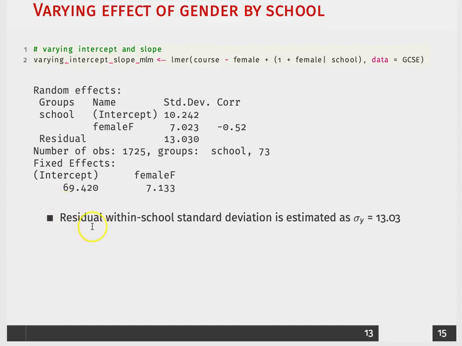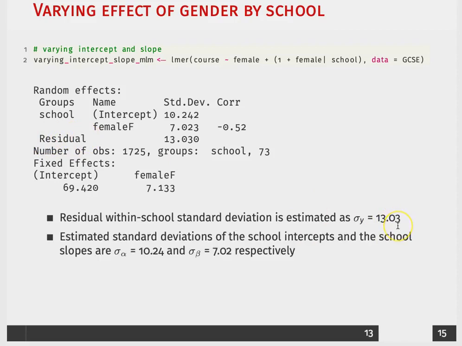So the residual within school standard deviation is going to be the residual here in the random effects, and that is 13.03. The estimated standard deviations of the school intercepts, and this is across, right, as well as the school slopes, are here. So this is our slopes, and this is our intercepts.